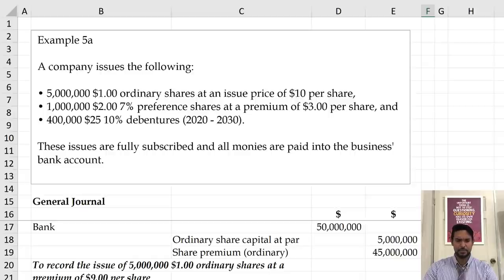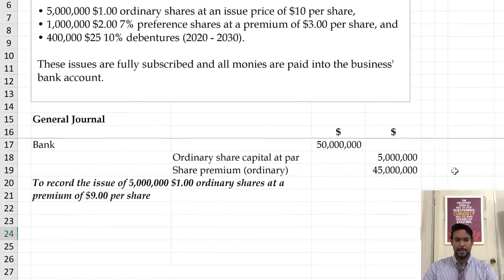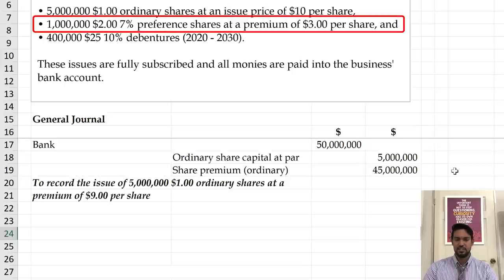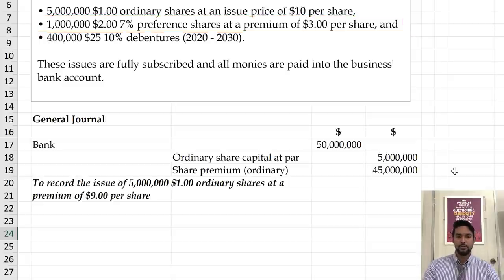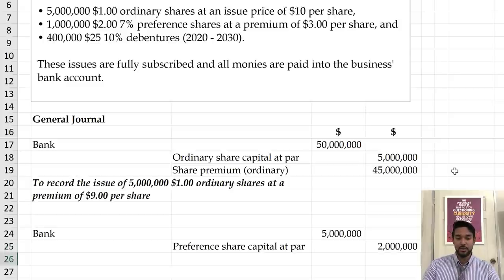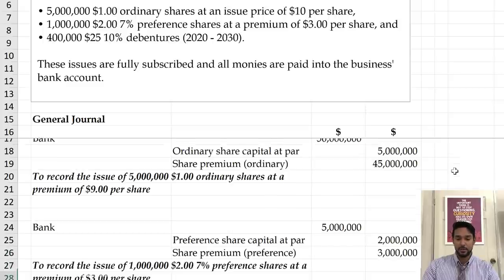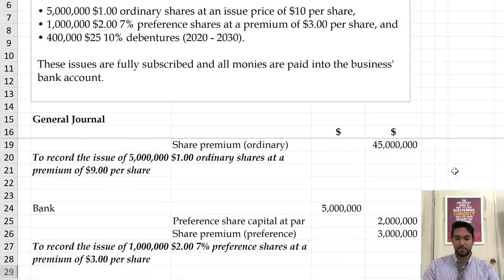Same information is communicated. Now let's deal with the preference shares. So $1 million $2 7% preference shares at a premium of $3 per share. So $1 million shares, now $2 is the par value, 3 is the premium, so 2 plus 3 will give us 5. So $5 million is going into bank. Where did it come from? The preference share capital at par, which is $2 by $1 million, that's $2 million, and the premium on preference shares, which is 3 by $1 million, which is $3 million. All right, narration. And the debentures, let's scroll down a little bit.